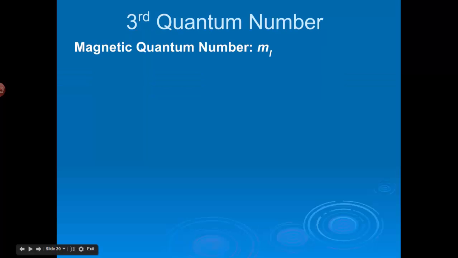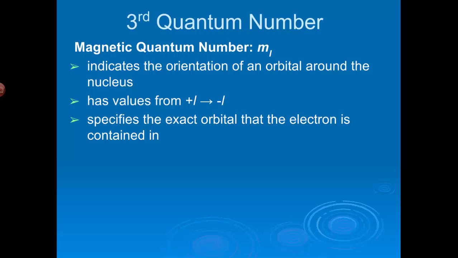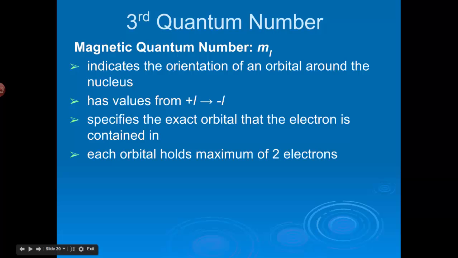The third quantum number is called the magnetic quantum number, m sub L, m with a subscript L. It looks like a 1, but it's actually an L. And this talks about the orientation of the orbital around the nucleus. In other words, which specific orbital you're in. The values of m sub L, the numbers it can be, they're integers, but they go from plus L to minus L. So remember, L is the second quantum number and it has a value, and the values of m sub L are based on that value. They go from plus to minus L. Okay? And it tells you which exact orbital the electron is contained in.